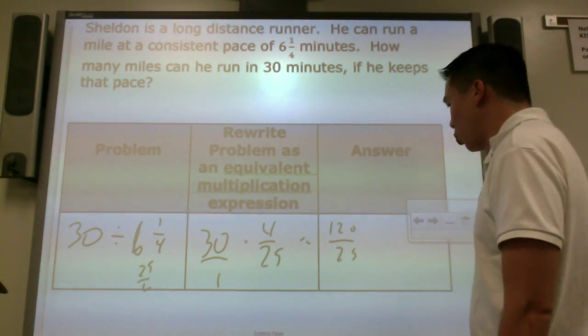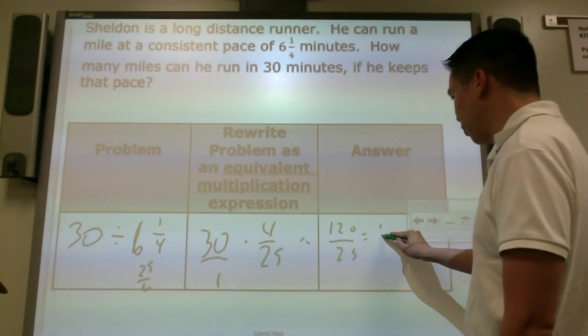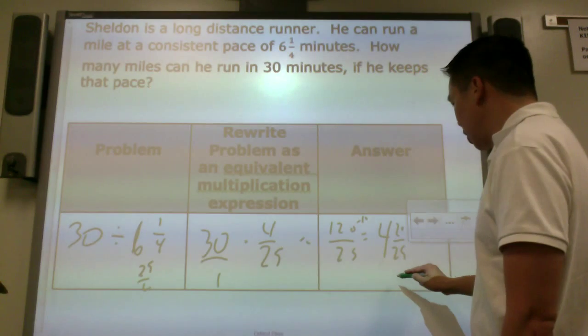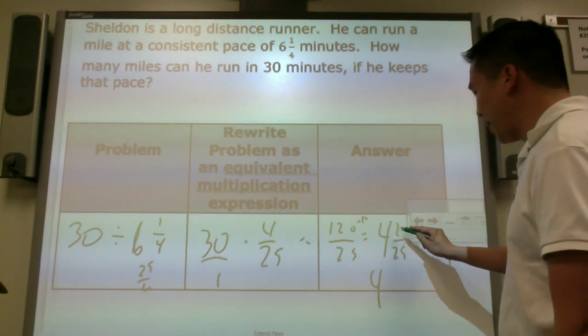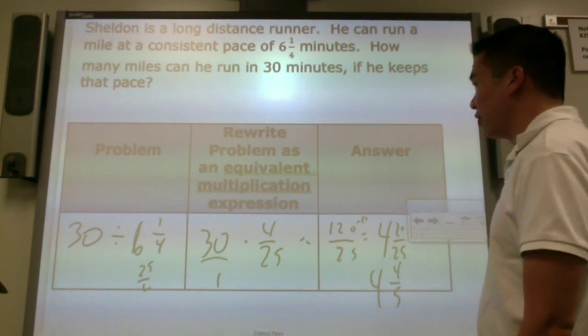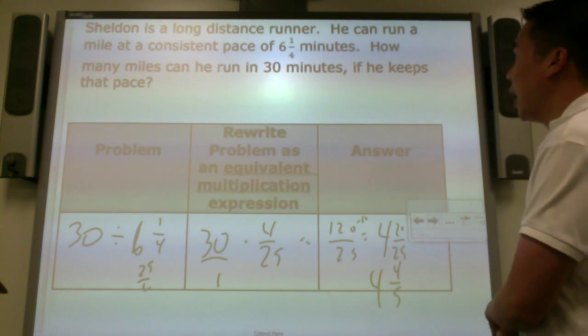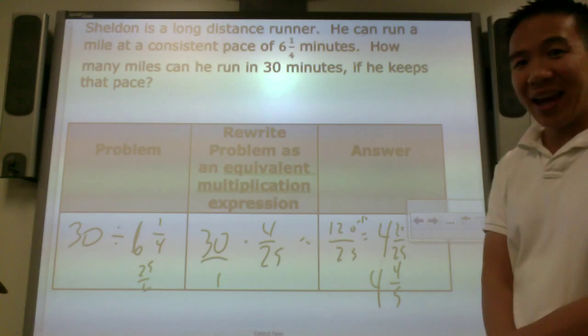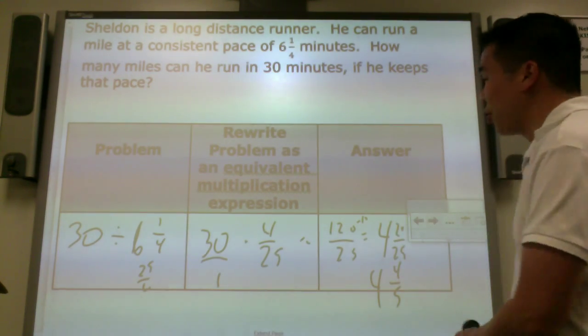If you need to, turn this whole number into an improper fraction. So how many groups of 25 go into 120? It goes in 4 groups. 4 and 20/25. If you break that down by dividing by 5, 4 and 4/5. So you can do 4 miles and 4/5, or 4.8, 4 and 8/10, in 30 minutes.